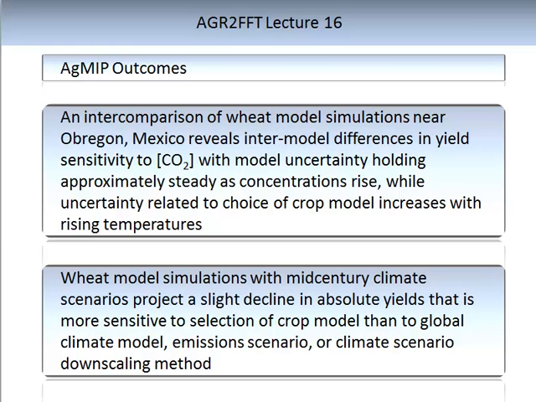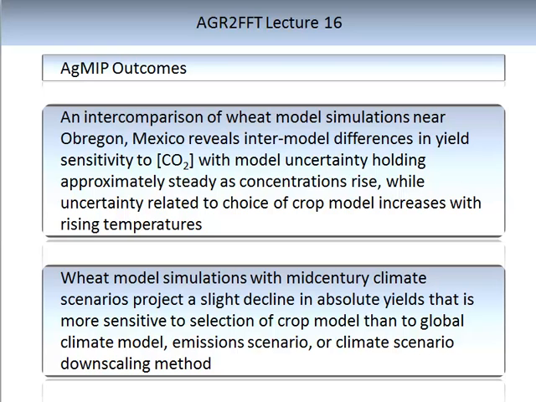Well, there were several outcomes. They were able to establish an intercomparison of wheat model simulations near Oregon and Mexico, which revealed intermodeling differences in yield sensitivity to carbon dioxide. Model uncertainty holds approximately steady as concentrations rise, while uncertainty related to the choice of crop model increases with rising temperatures.